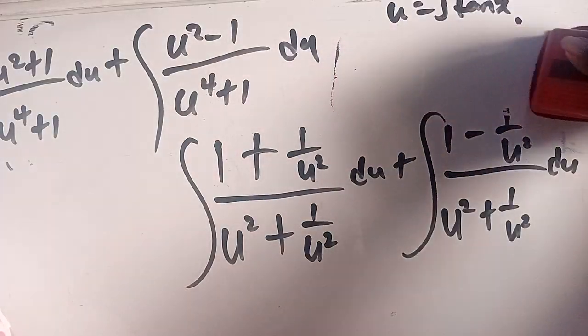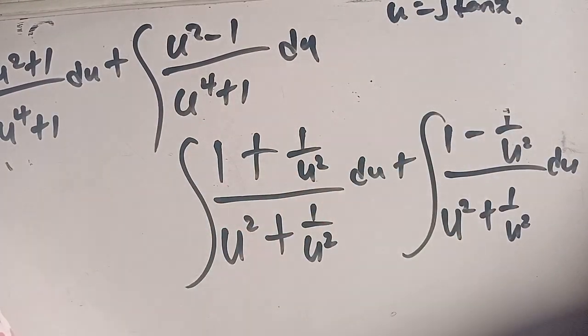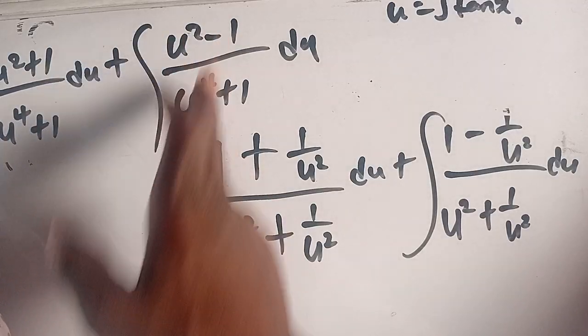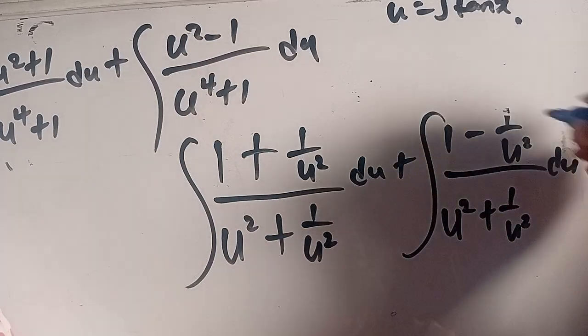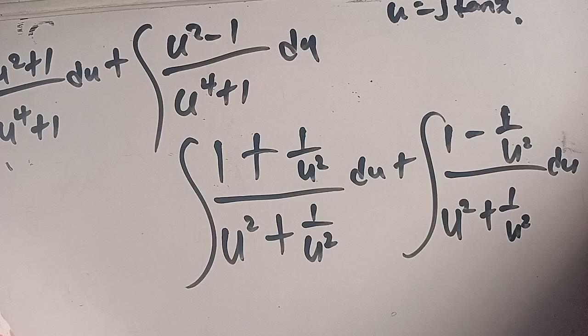Since I can split it that way, turning this to 1 and this, then I can just divide each term by u square. So there is no problem. So this is what we obtain now. Now what's the next thing to do from here?